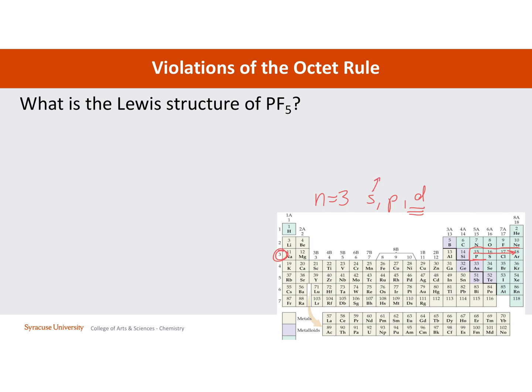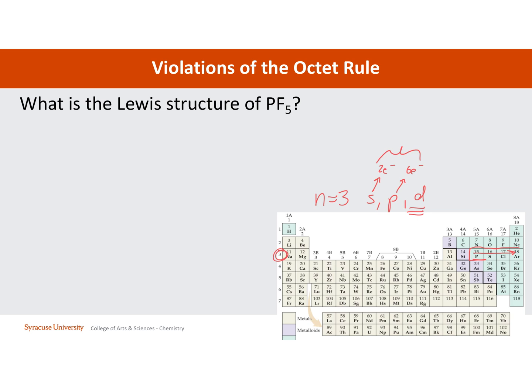I can hold 2 electrons in my s orbital, and I can hold 6 electrons in my p orbital. That's 8 electrons, so if I have to hold more than 8 electrons, which would be a violation of the octet rule, I need to use another orbital, and that would be the d orbital. So phosphorus and beyond, we can have more than 8 valence electrons because we have access to empty d orbitals. So what is the Lewis structure for phosphorus pentafluoride?